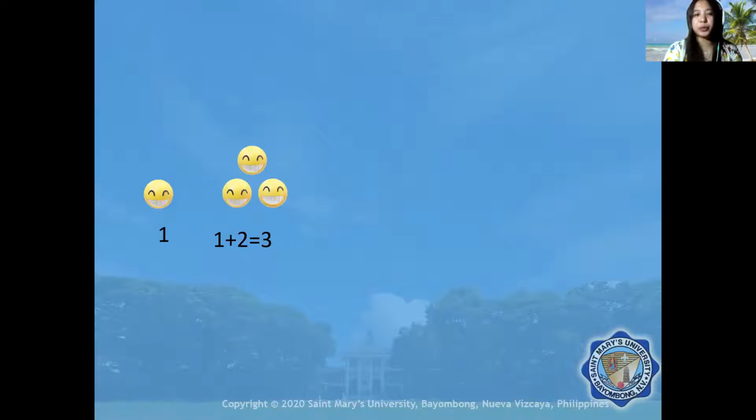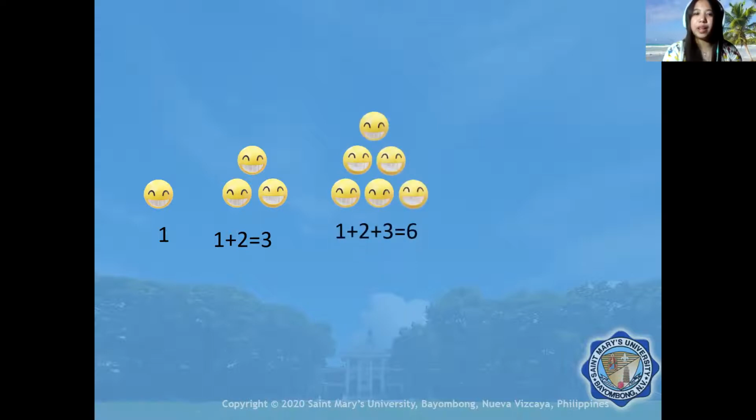Now, if we add another length, we will make it 3 emoticons for each side of the triangle. Then we have to add 1 plus 2 plus 3 to come up with the number of emoticons used to form this triangle. It is equal to 6.